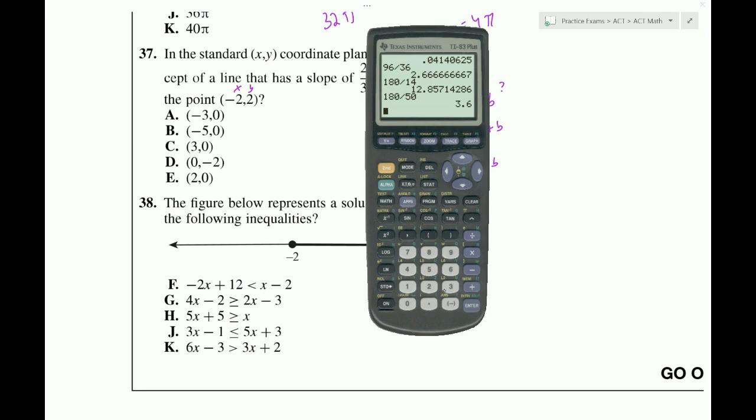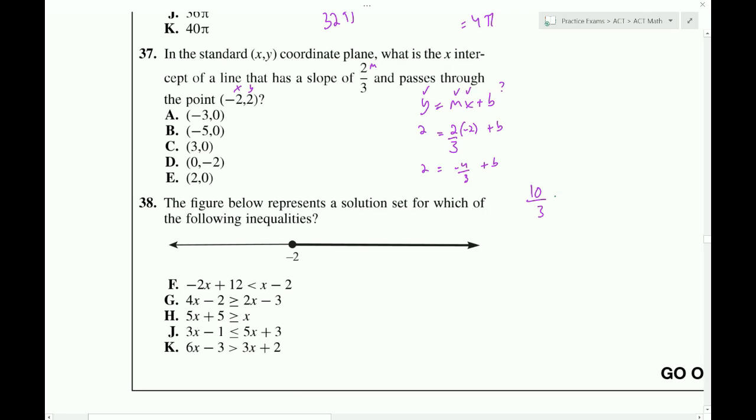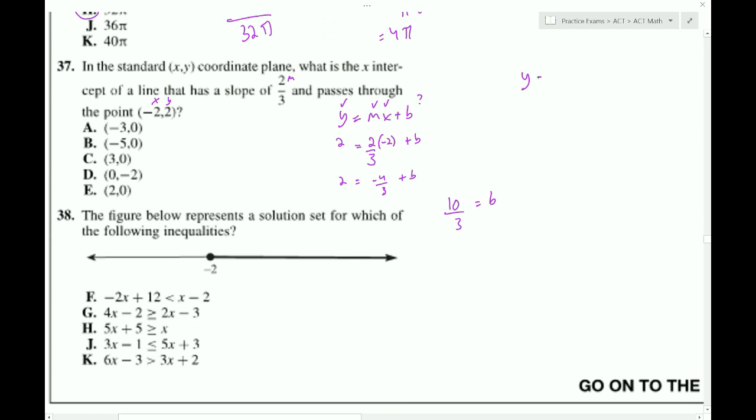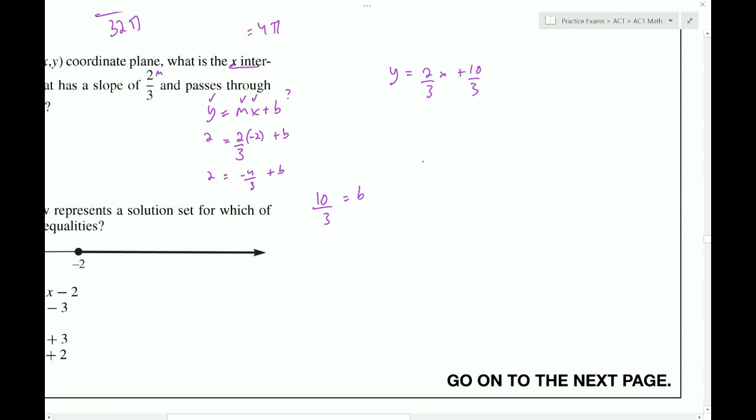We could do that in the calculator. 2 plus 4/3. And this we could turn into a fraction, math, fraction, enter. 10/3. So 10/3 equals b. So we now have our full equation, which would be y equals 2/3 x plus 10/3. And we're looking for the x-intercept, which is where y equals 0. So we could plug in 0 for y, okay, and find out what that intercept is.